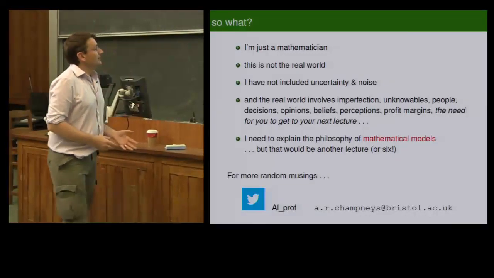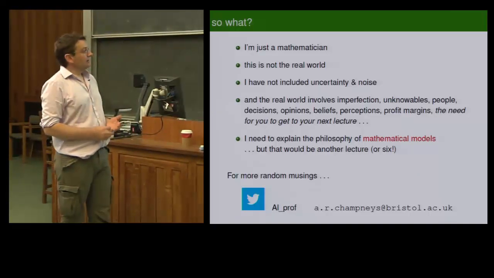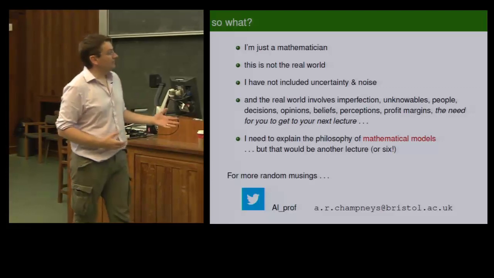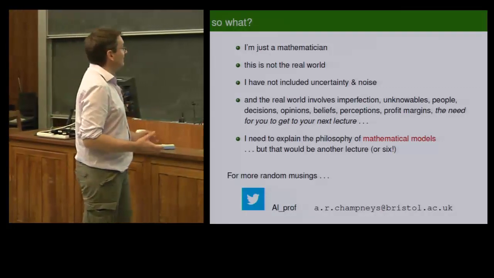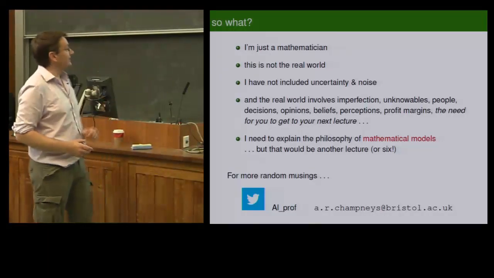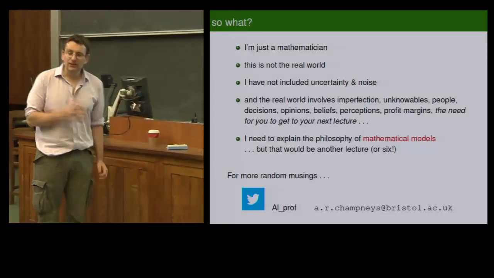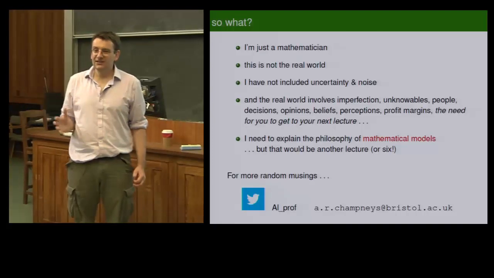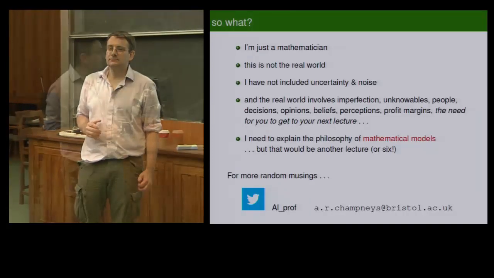The real world involves imperfection, unknowables. It involves people, decisions, opinions, beliefs, perspectives, profit margins, the need for you to get to your next lecture. My God, is that the time? If you really want me to explain the connection between mathematical models and the real world, that's actually quite hard.